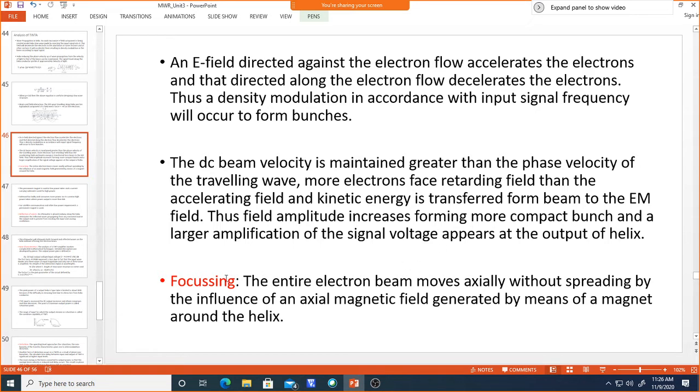Okay, so what is meant by focusing? Focusing is when the entire electron beam moves axially without spreading. Since we have placed the magnet focusing coils around the tube, it will not spread or debunch the electrons. So the entire electron beam moves axially without spreading, by the influence of the axial magnetic field generated by means of a permanent magnet. Even we can use a solenoid, which is used for high power devices.